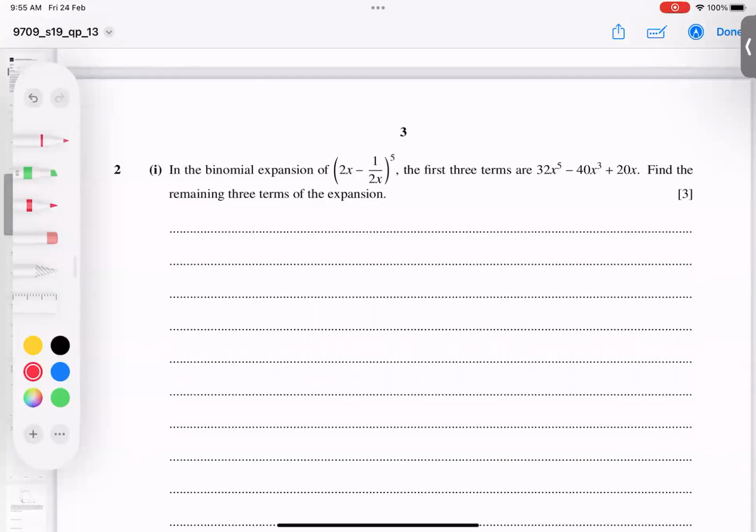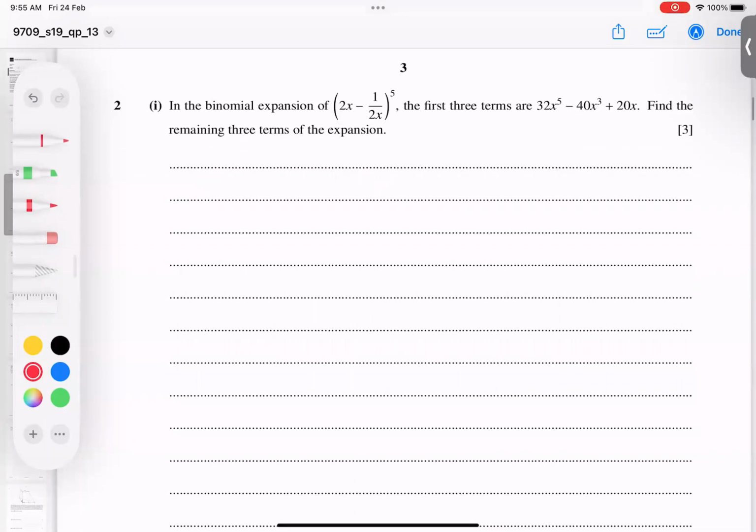This is 219, 13 variant, question number 2. It is saying that in this binomial expansion the power is 5. Make sure if the power is 2, there are 3 terms altogether, one more than 2. If the power is 3, then there are 4 terms after expanding. And if the power is 5, there are 6 terms in total in the expansion.